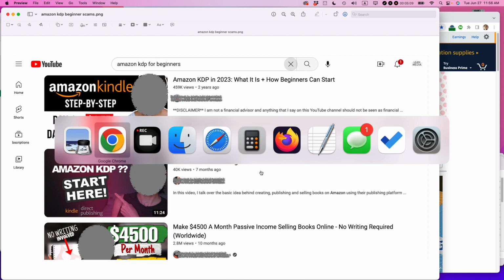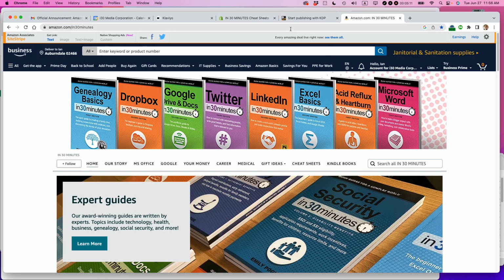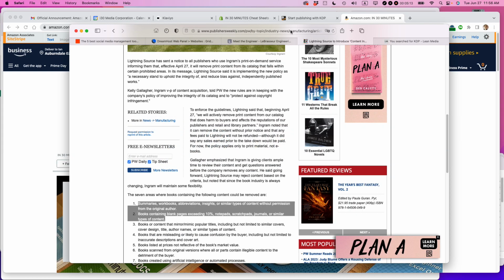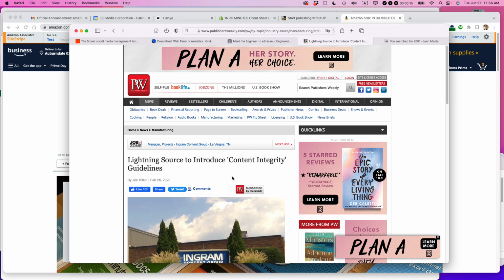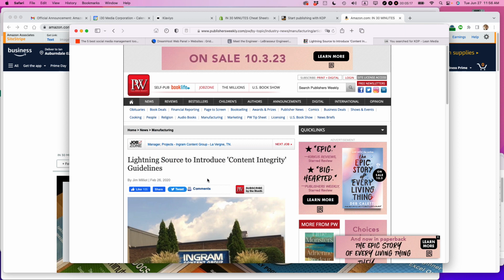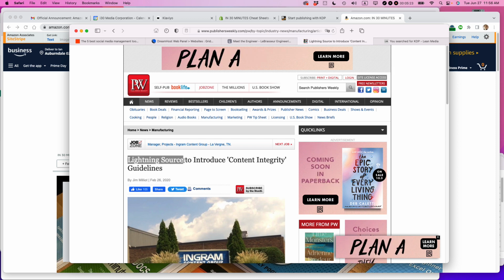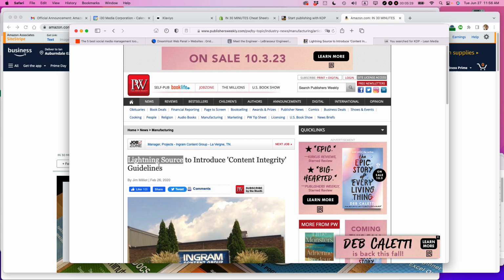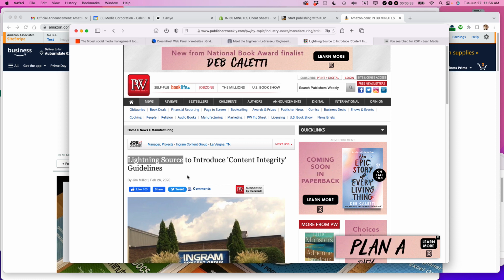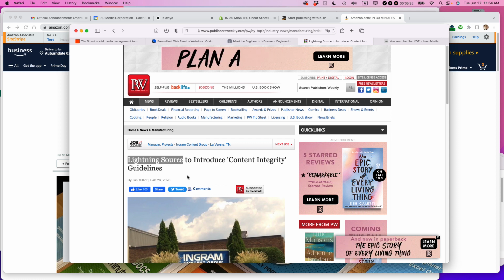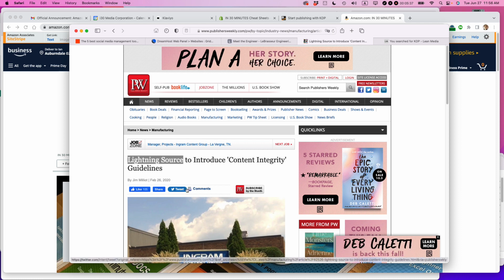Not Amazon KDP, but if you look at, where I saw it someplace. Yes, if you look at Publishers Weekly from about 3 years ago, Lightning Source introduced content integrity guidelines. Lightning Source is probably the number two print-on-demand provider in the United States after Amazon KDP. Actually, if you use a program called IngramSpark, which is kind of a sister company to Lightning Source, many people use that to publish on Amazon, because you can get into Amazon as well as into other programs.